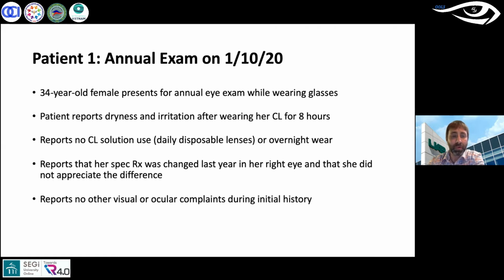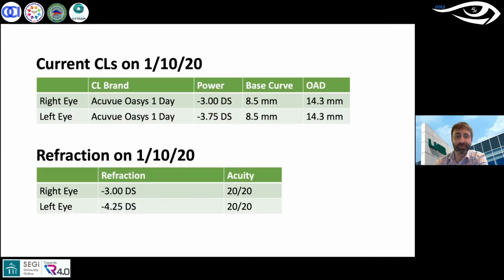The patient reported not using contact lens solution and not wearing them overnight. So overall, pretty good, though I do recommend a solution for my daily disposable contact lens wearers just in case they get something in their eye and they need to clean their contact lens midday. The patient did note that they changed her spec Rx a little bit last year, but really didn't notice the difference. But overall, reports no other visual or ocular symptoms.